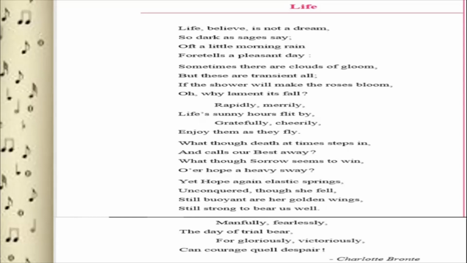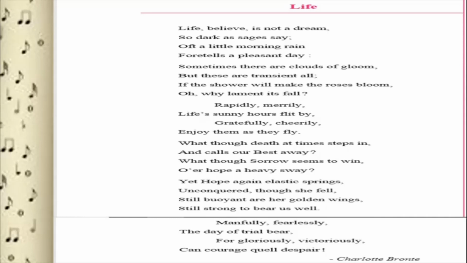Alright, now we come to the last four lines of this poem. Manfully, fearlessly, the day of trial bear, for gloriously, victoriously can courage quell despair. So what the poetess, Charlotte Bronte, wants to tell us? Manfully. Manfully means very bravely. Now these words are all synonyms.